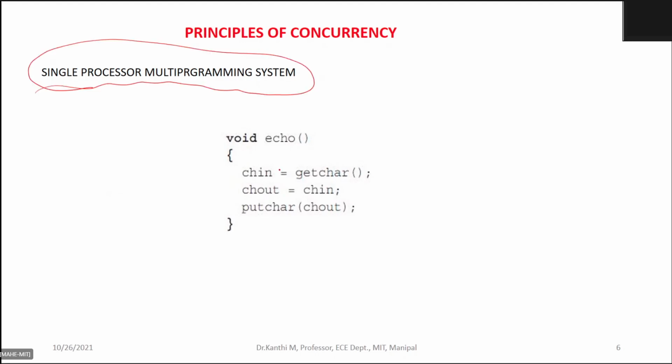Okay, so you have a character in, you get some character, and that you send to the character out and print. So you have a simple sequential code: get the character and put the character.